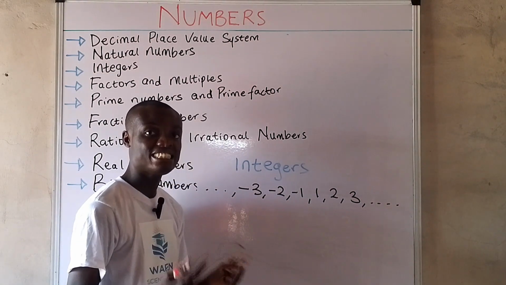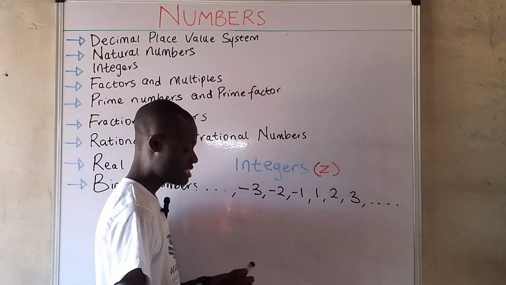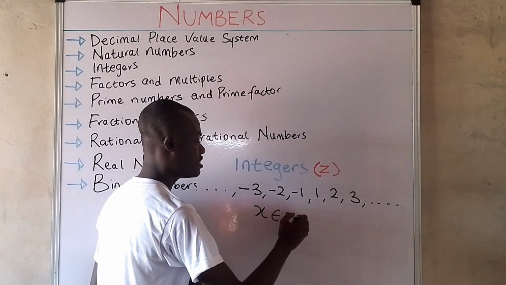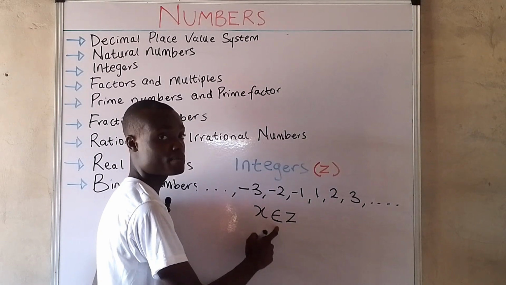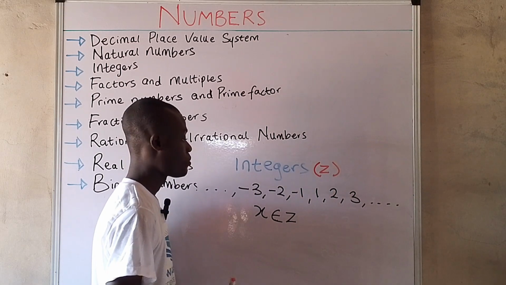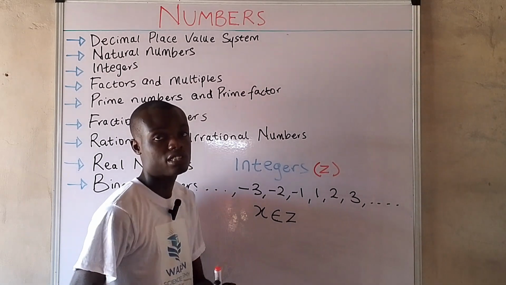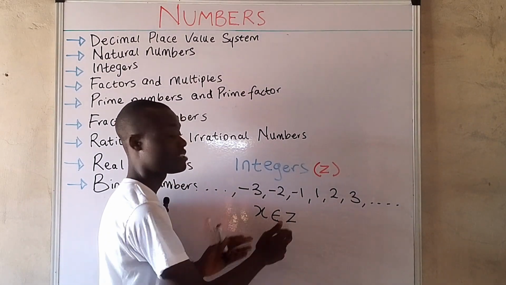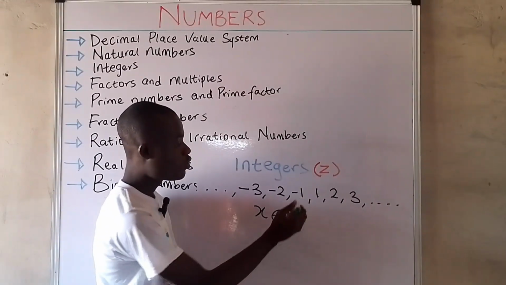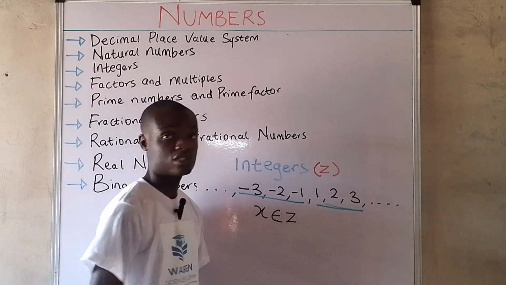So in mathematics, integers are represented with Z. We could have a mathematical representation which is that x is a member of the integers. Remember, this symbol in mathematics means is a member of. So if they tell us that x is a member of the integers, it can be a negative number or a positive number. But if they tell us that x is a member of the natural numbers, we expect that it is a positive number. So these are negative integers and these are positive integers.